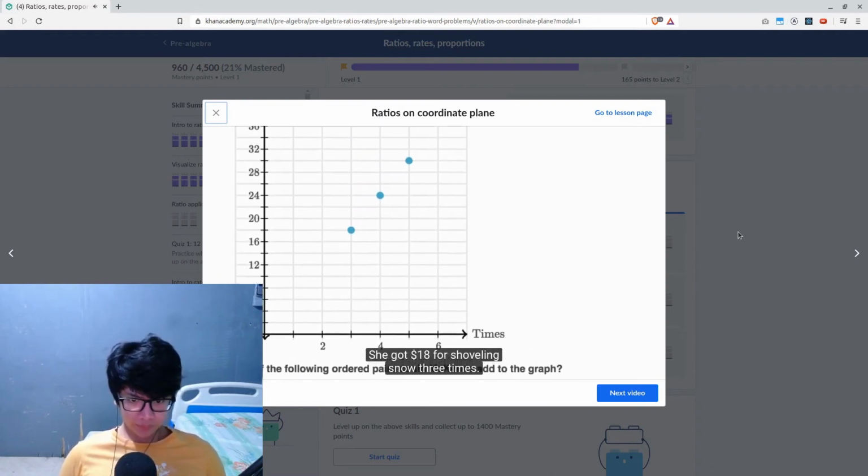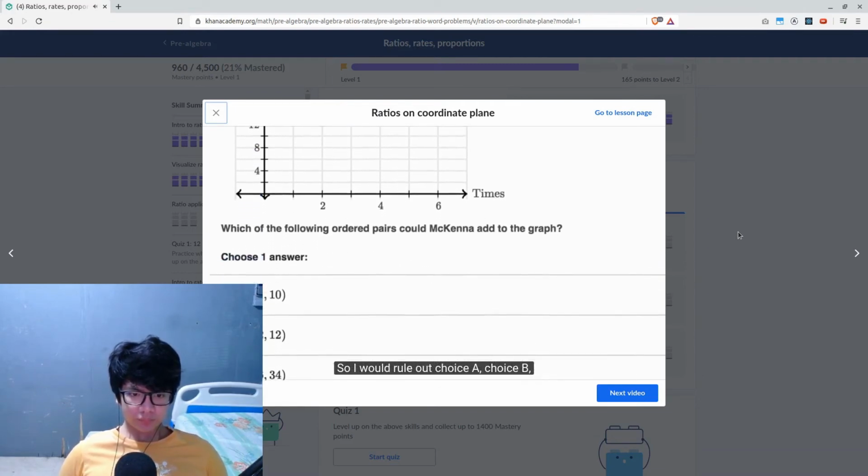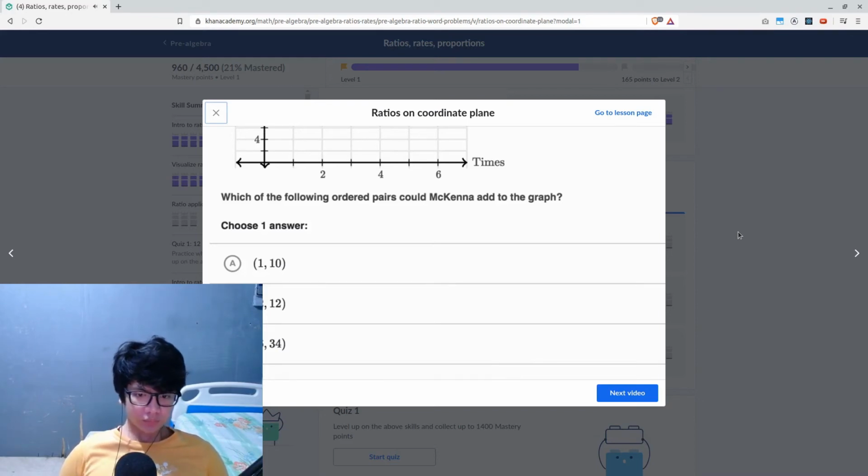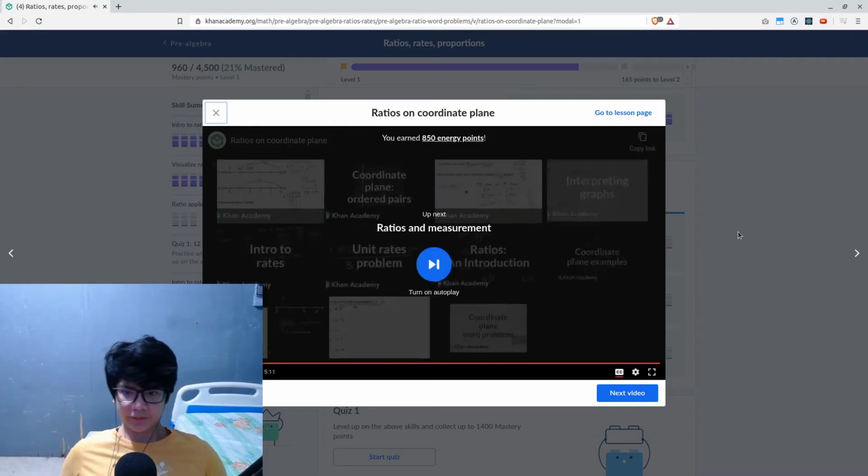She got $18 for shoveling snow 3 times. So that looks like she's getting $6 for every time she shovels snow. So I would rule out choice A. Choice B, shoveling snow twice, she gets $12. Well, that makes sense. If she gets $6 every time she shovels snow, if the ratio of times to dollars is 3 to 18 or 1 to 6, that would be equivalent to 2 to 12. And we would pick that choice. Right.